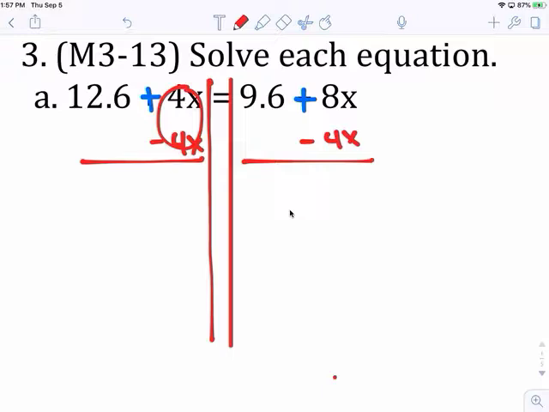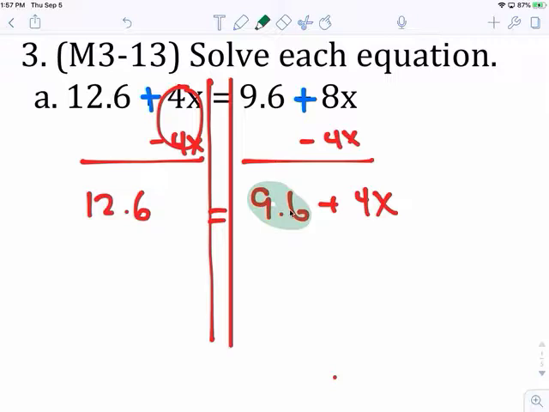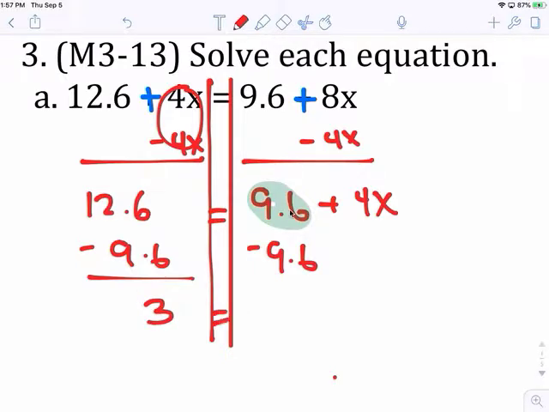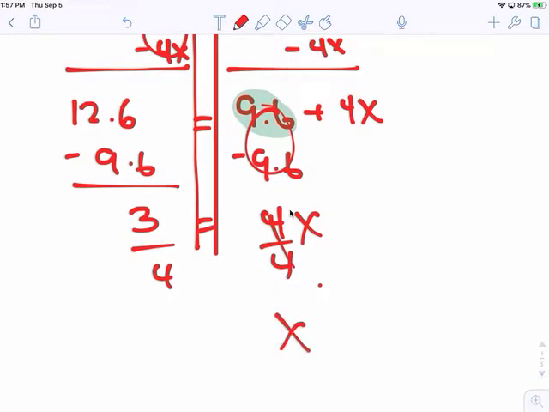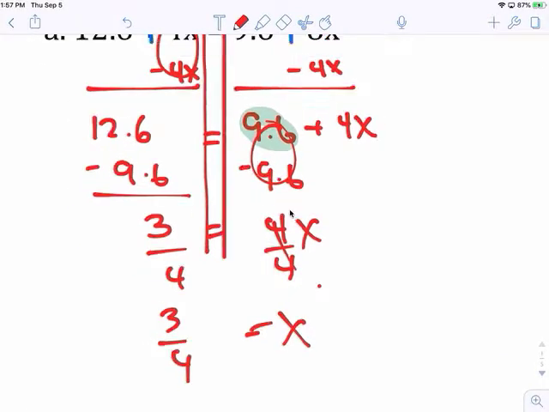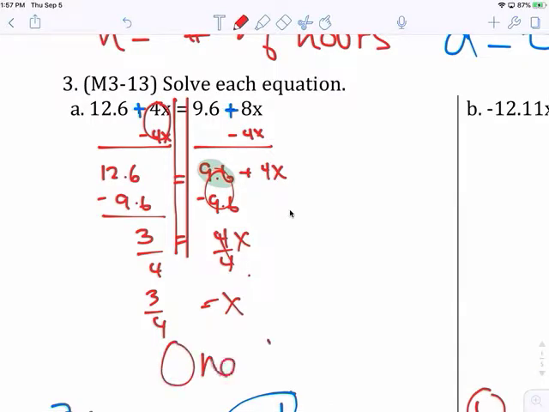That makes 0. 12.6 plus 0 is 12.6 equals 9.6 plus 4x. Now I need to make 0 of the 9.6, because that's like the other one: minus 9.6, minus 9.6. You get 3 equals 4x. Divide by 4, divide by 4. x equals 3 over 4. This is called one solution because you have one answer. Okay, that's called one solution.